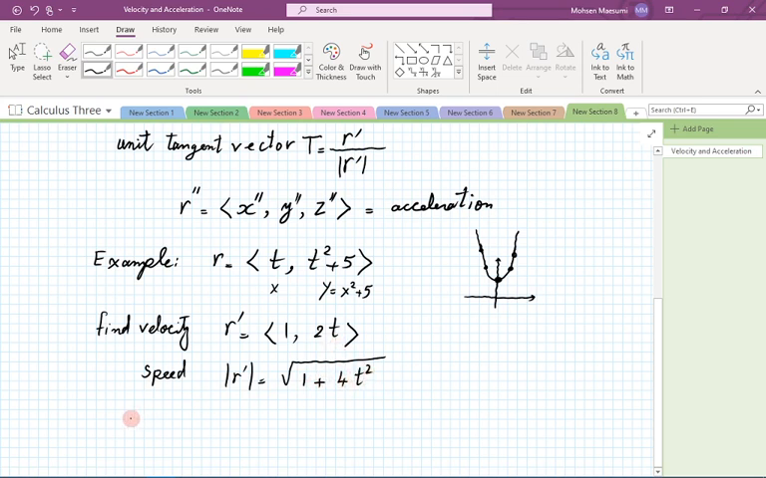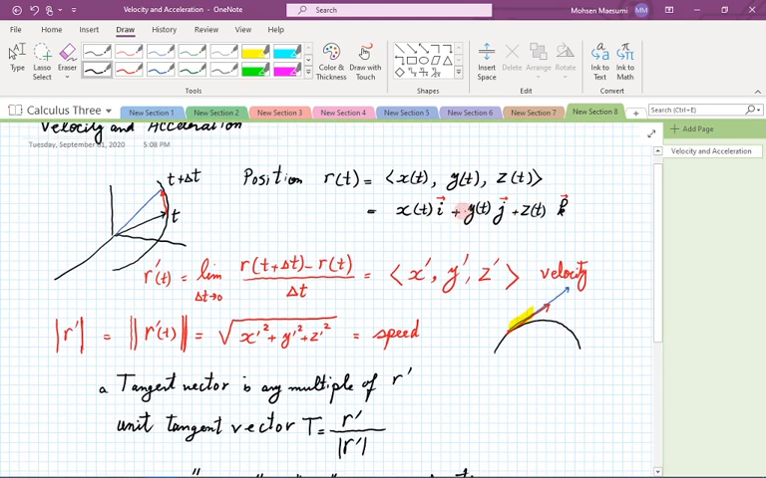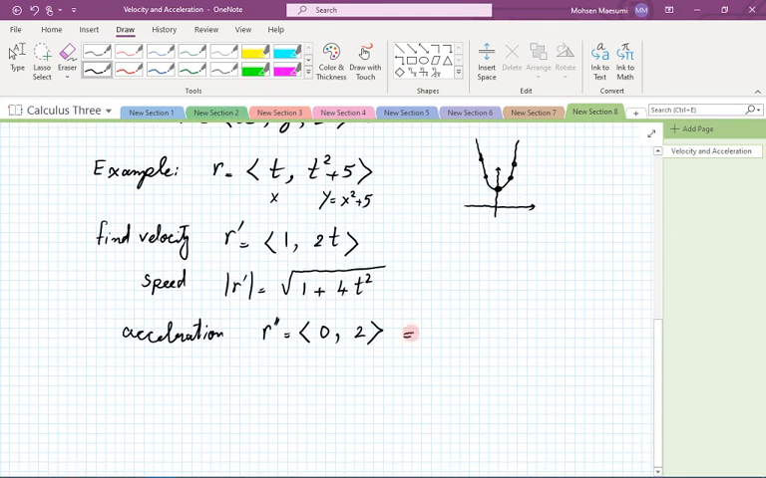And so, what about acceleration? Acceleration, that's r double prime. r double prime, well, the derivative of 1. What's the derivative of 1? Well, simply 0. The derivative of that is 2. Let me use this notation as well, just to remember what's going on here. So 0 means I don't have any component in the i direction, and 2 in the j direction.